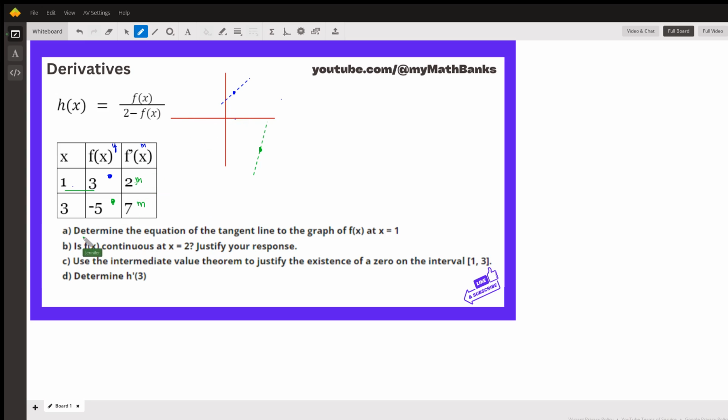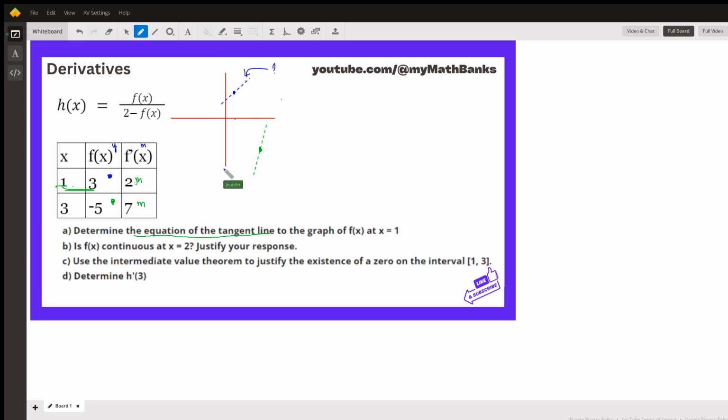All right, so the first question is: determine the equation of the tangent line to the graph of f of x at x equals 0. Well, when x equals 0, your y equals 3. So that's really your blue point. And there is a tangent line to your graph that we cannot see at this point, but that tangent line is that blue dotted line. So the question here is, what is the equation of that tangent line?